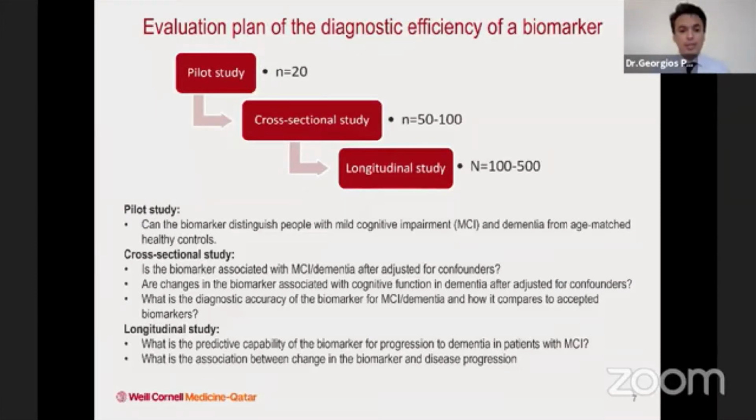The other thing you can do is a follow-up assessment with your biomarker, and see whether there have been changes in your biomarker. And if this change is associated with the progression of the disease, like cognitive function, then that's a good sign that your biomarker can monitor the progression of the disease.